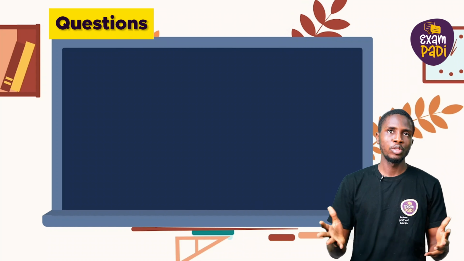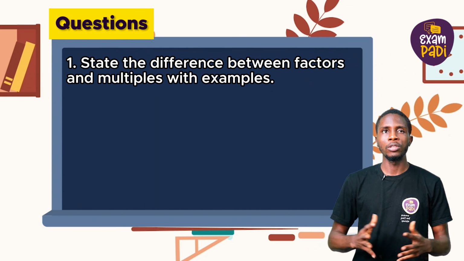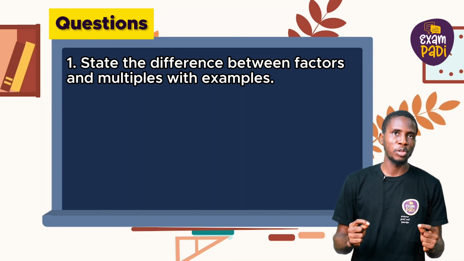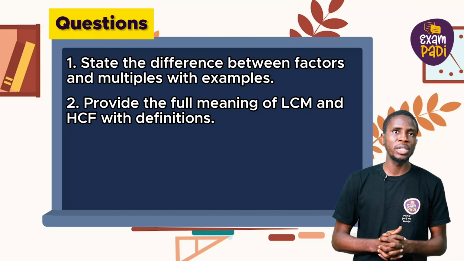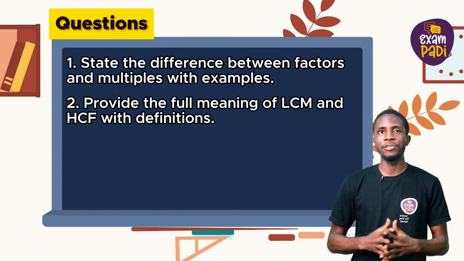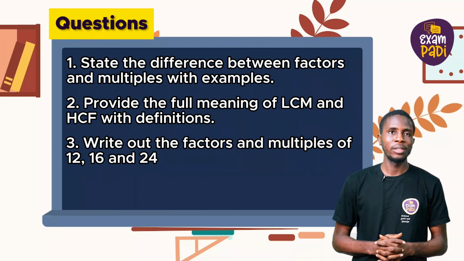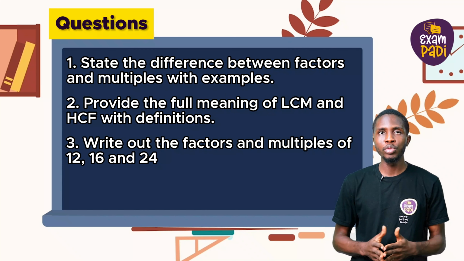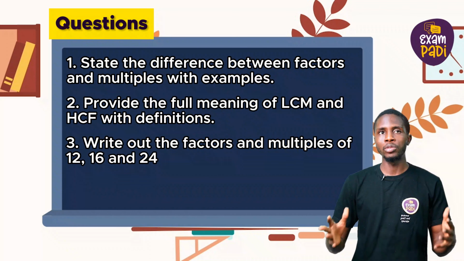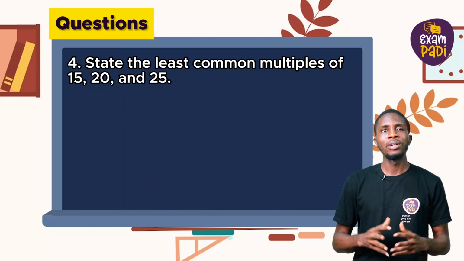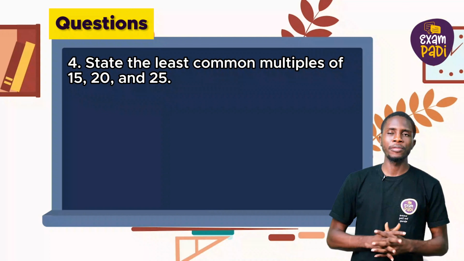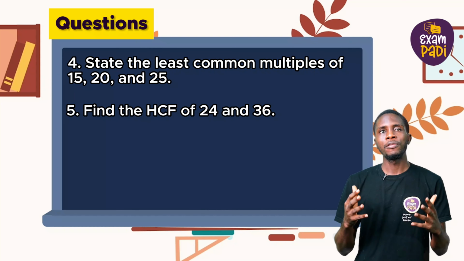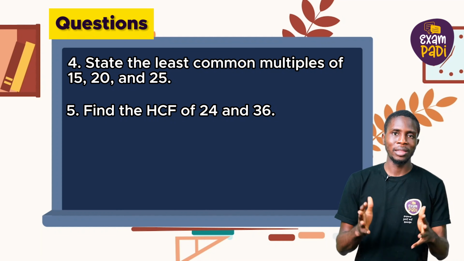We have come to the end of today's lesson. Here are a few questions to evaluate yourself. 1. State the difference between factors and multiples with examples. 2. Provide the full meaning of LCM and HCF with definitions. 3. Write out the factors and multiples of 12, 16, and 24. 4. State the least common multiples of 15, 20, and 25. 5. Find the HCF of 24 and 36.